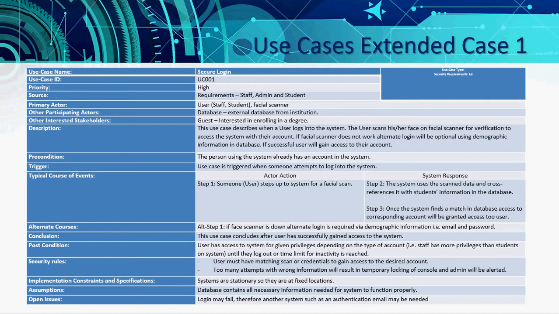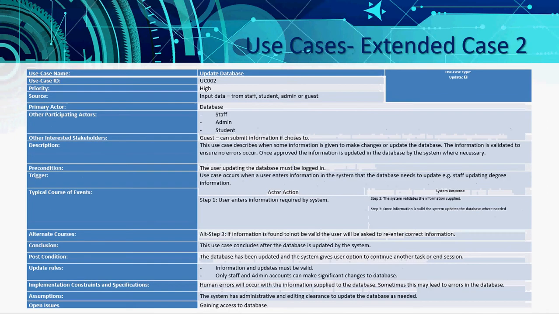One thing that we assume with this is that the database contains all necessary information needed for the system to function properly. And one open issue is that the login may fail, therefore we may have to have an external authentication. On to our second use case, we have the update, which shows a description that this use case describes when some information is given and makes changes to update the database.